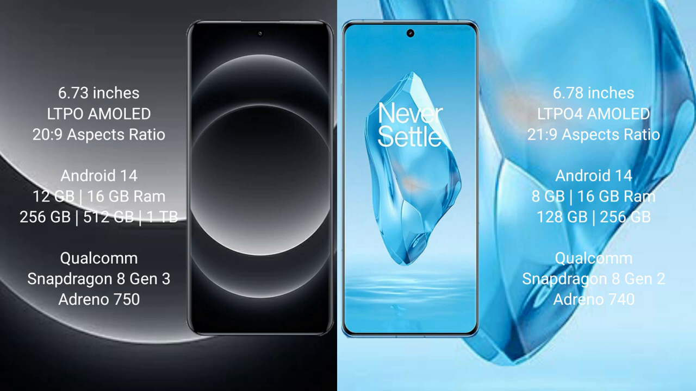Xiaomi 14 Ultra comes with 12GB, 16GB RAM and 256GB, 512GB, 1TB internal storage. Qualcomm Snapdragon 8 Gen 3 processor and GPU Adreno 750. OnePlus 12R comes with 8GB, 12GB, 16GB RAM and 128GB, 256GB internal storage. Qualcomm Snapdragon 8 Gen 2 processor and GPU Adreno 740.